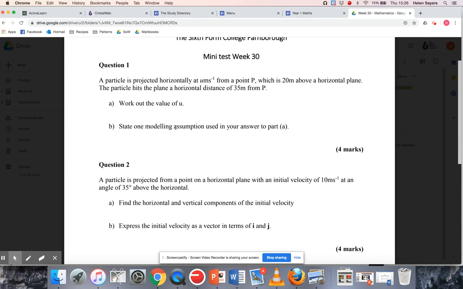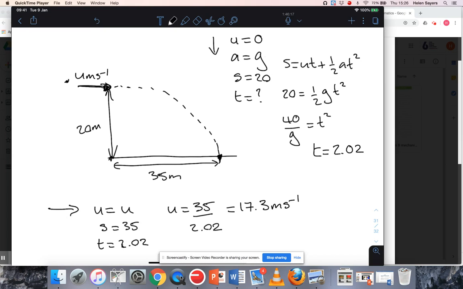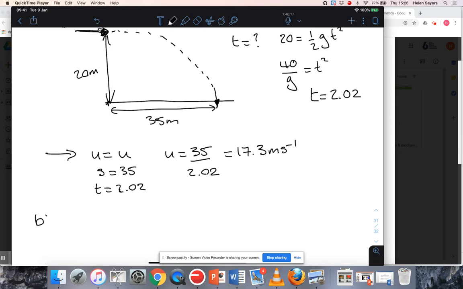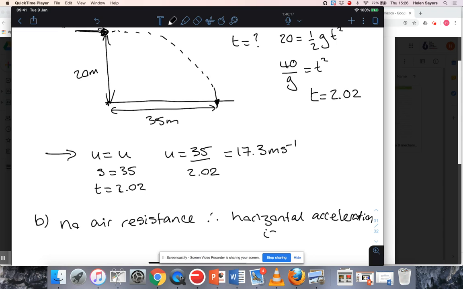And then I've got to say what modelling assumption I used. I've already mentioned it, but basically we assumed there was no air resistance, and it's worth saying where you actually use that. So therefore, the horizontal acceleration is 0. Okay, so I use that assumption in this calculation here.